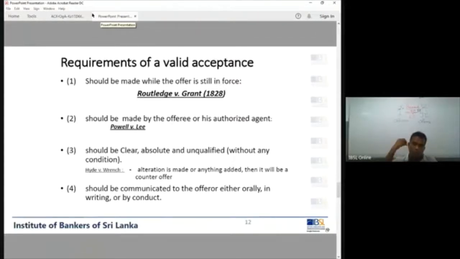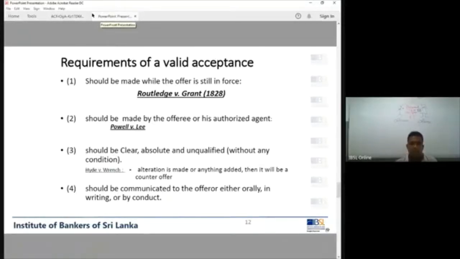Now, the offer is made to the offeree, who accepted the offer on the 9th day. So the question is whether the acceptance is valid. If it is valid, then there is a legal agreement between A and B, the offeror and the offeree. So the law says the offer has to be accepted by the offeree before it expired. Therefore, the first element is that the acceptance should be made while the offer is in force.